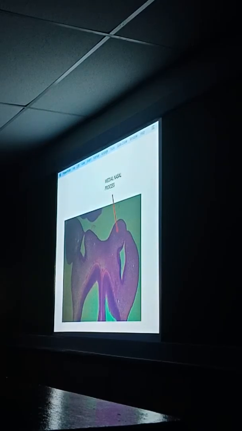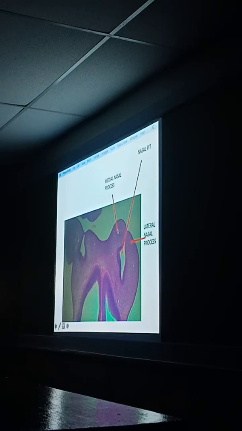This is your medial nasal process. On the other hand, this is the medial nasal processes. Next, we have your lateral nasal process. This one is the lateral nasal process. And your nasal pit. Now, for the medial nasal processes, of course, we also have to identify the germ layer of origin. The germ layer of origin is also ectoderm.